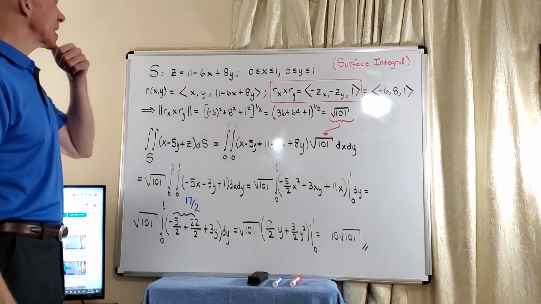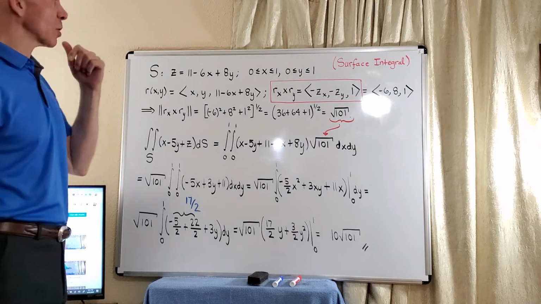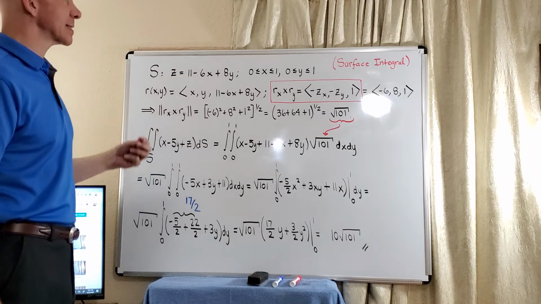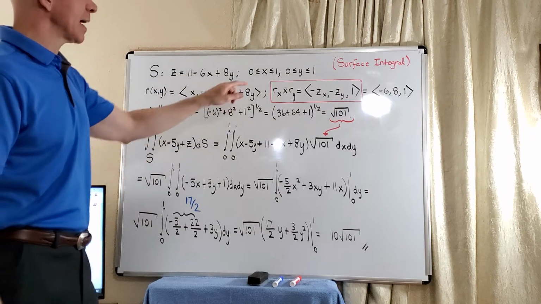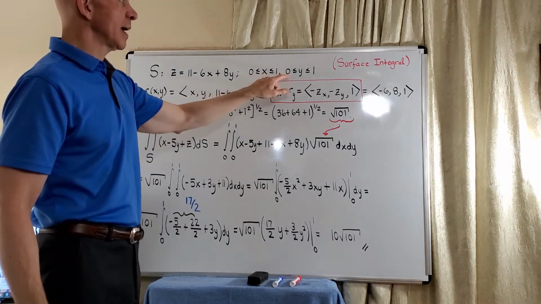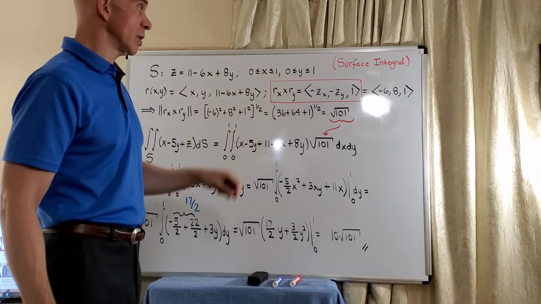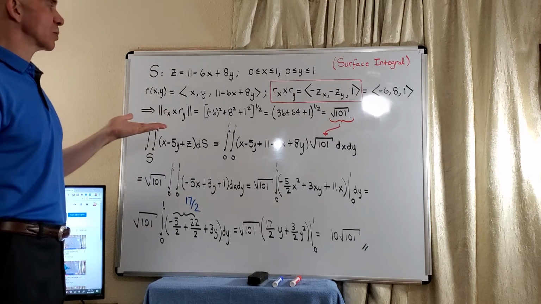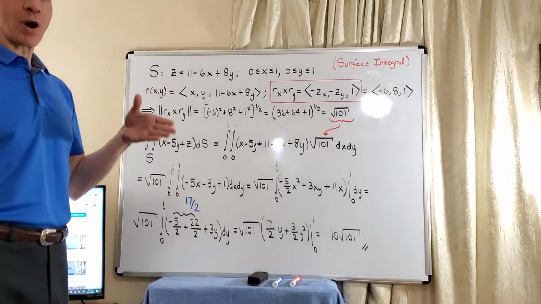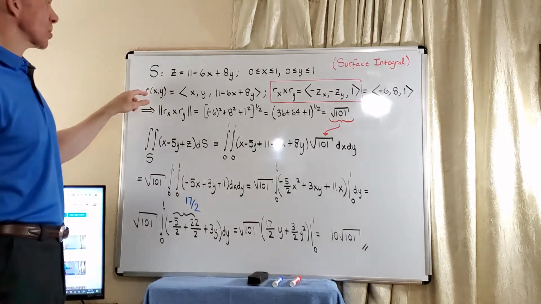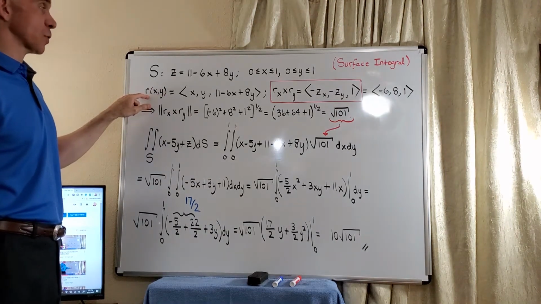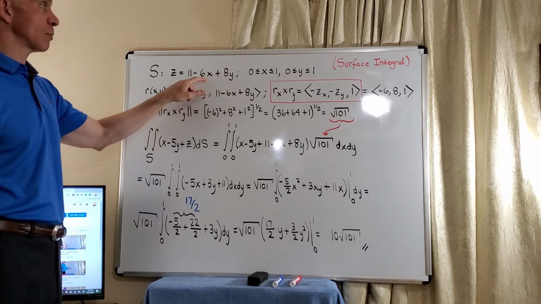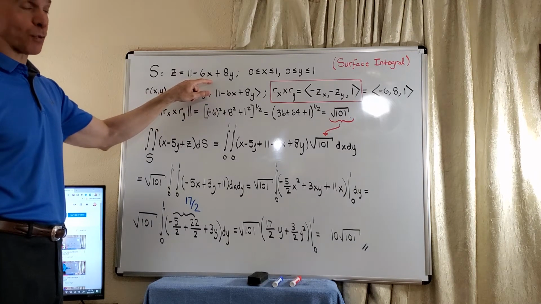So this surface is given in terms of Cartesian coordinates. We have z equal 11 minus 6x plus 8y, and then x runs from 0 to 1 and y runs from 0 to 1. Now, when we have the surface described in the Cartesian coordinates, we simply parameterize by the graph. And so the parameterization for the surface will look like this: x comma y comma the z, where we replace z with this expression.